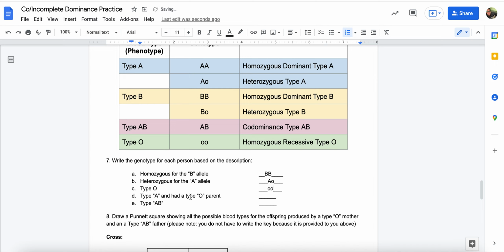Type A and had a type O parent. Okay, so type A but had a type O parent means that it had to get an O from one of the parents. So it has to be this one, A, O. And then type AB, there's only one choice for AB. AB.